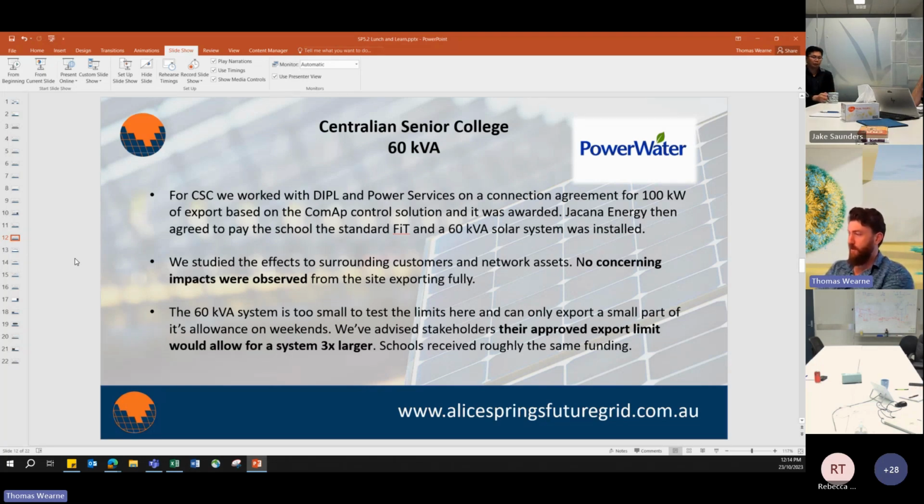We have advised the stakeholders that with 100 kilowatts of export, they could easily install a system significantly larger, but I think that the issue is that the schools kind of roughly all receive the same amount of funding. So if we wanted to go after this in a really aggressive way, we would have probably needed to have part funded that endeavour, which we didn't do.